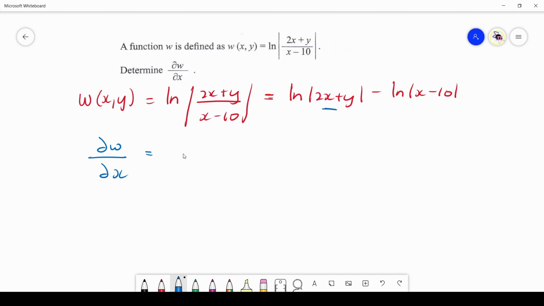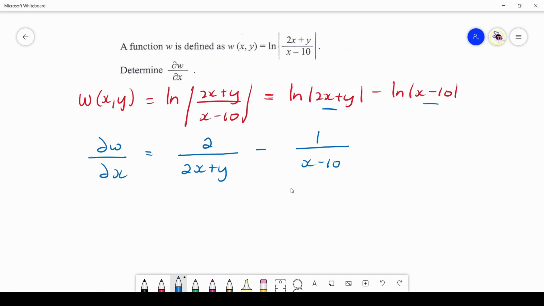Observing here, I do have x present as my variable, so differentiating that with respect to x only will give me 2 on my numerator. Then in my second part, I do have x as well, so I will get a derivative there. That's x minus 10, the derivative of x is simply 1. And pretty much that's it.